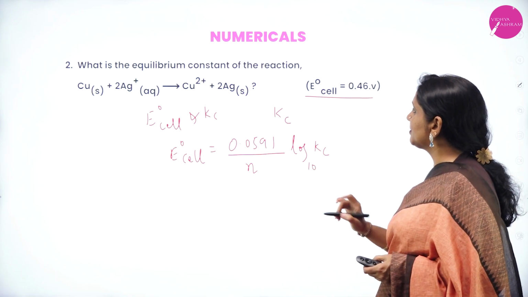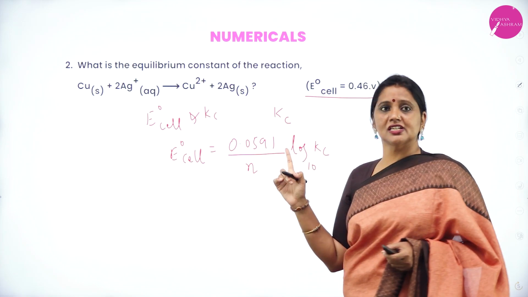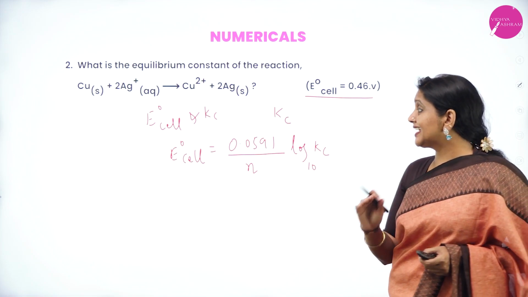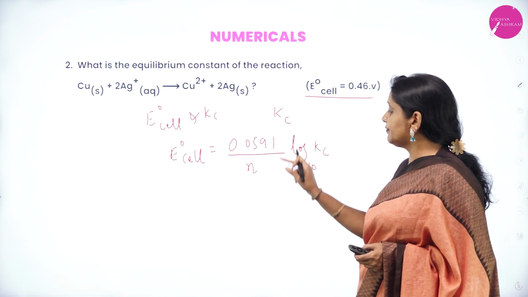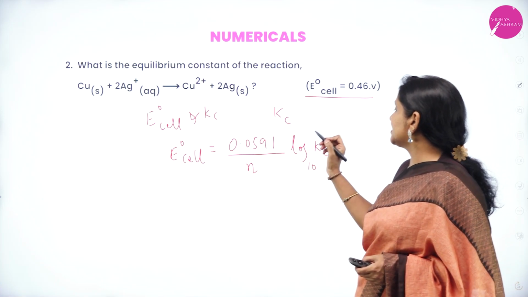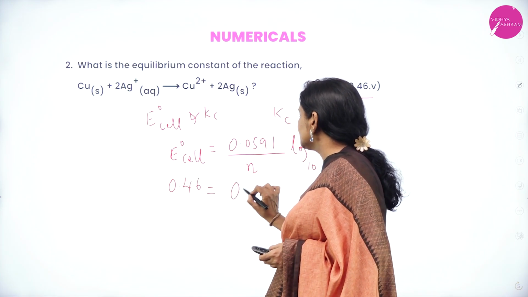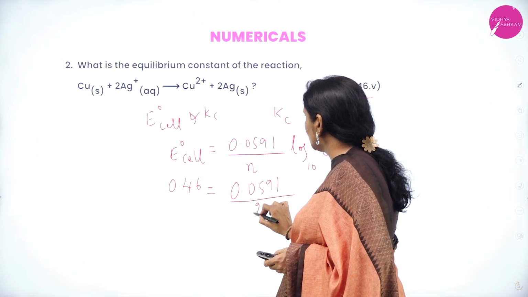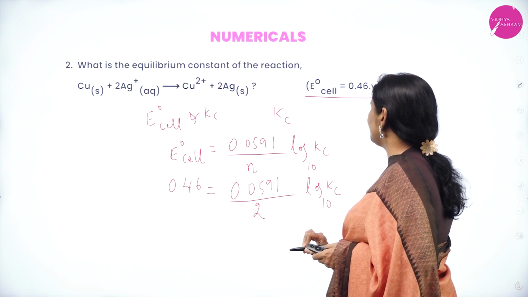What's the relationship between E0 cell as well as equilibrium constant? Equilibrium constant is denoted by Kc. E0 cell is equal to 0.0591 divided by n log Kc to the base 10. E0 cell is 0.46, so 0.46 equals 0.0591 divided by 2 into log Kc to the base 10.